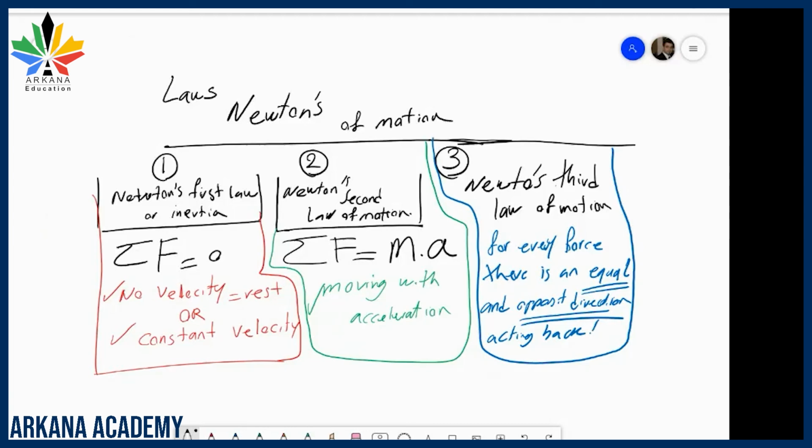Now, when we're working with numbers and examples, this concept will be more clarified. But as of now, we have the first law and second law taking care of two different categories of motion. Newton's third law of motion is quite a different approach to looking at forces. It reminds us that every force that we ever talk about always comes with a reaction force, of equal magnitude and opposite direction.